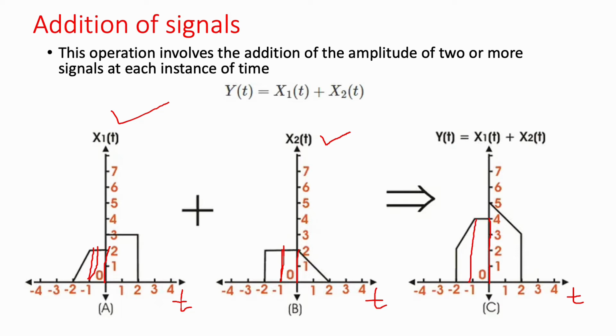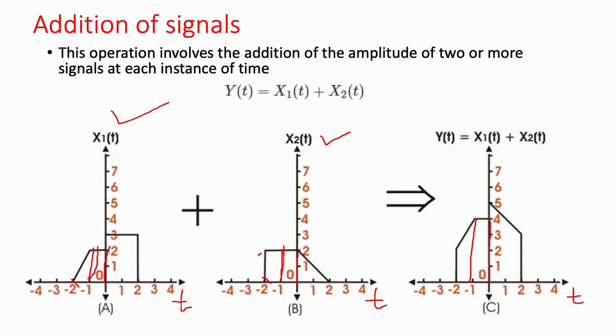Next, you take minus 2. At minus 2, what will be the amplitude? 0. At minus 2, the amplitude is 2. 2 plus 0, the amplitude becomes 2. So whatever the changes you have in the signal can be added here, you will get like this. The same thing you have to do for the right side.